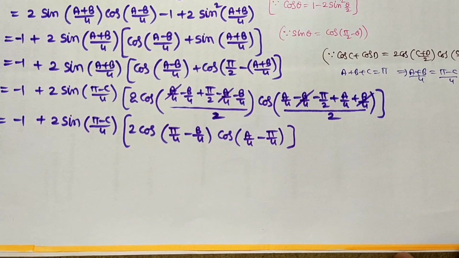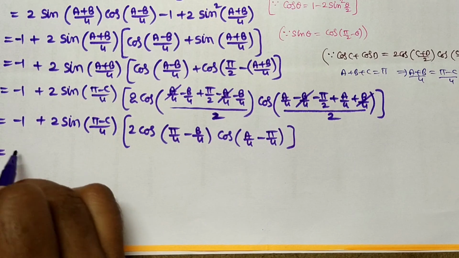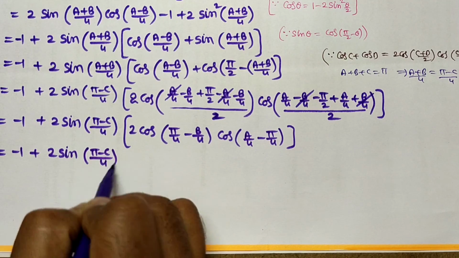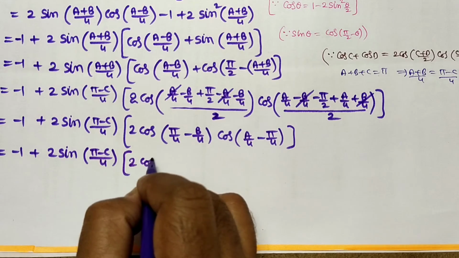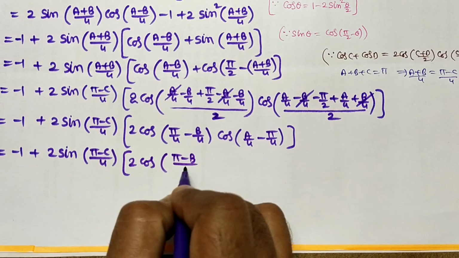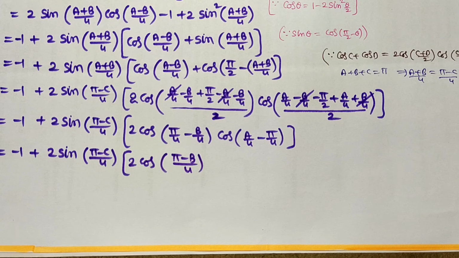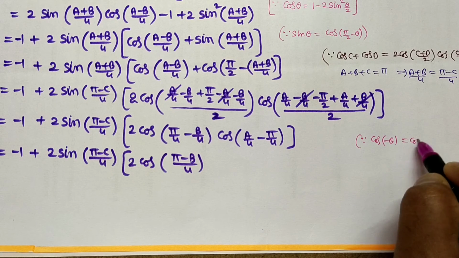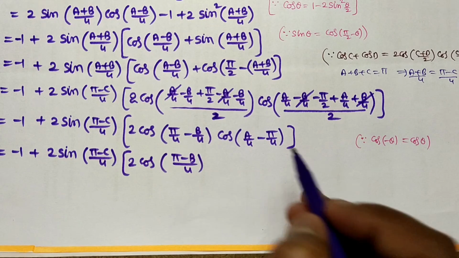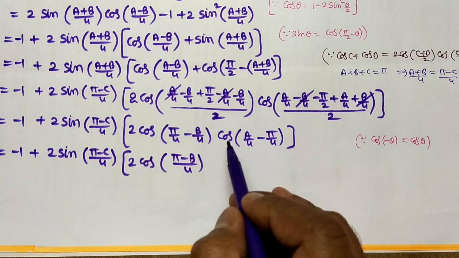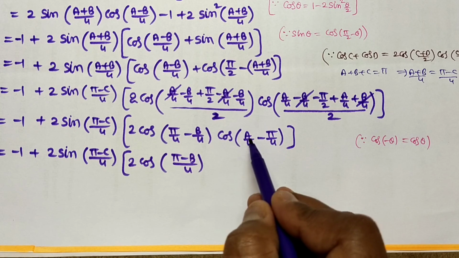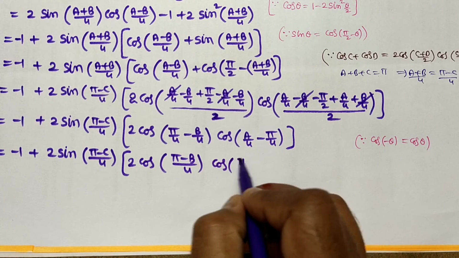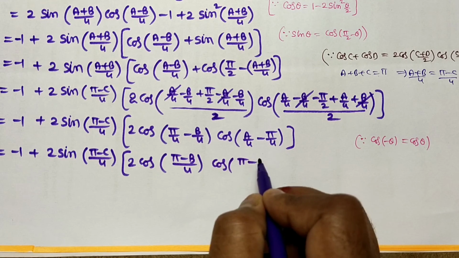We already discussed that, which is equal to minus 1 plus 2 sine (pi minus C)/4 into 2 cos of, we can write it as (pi minus B)/4. Cos of minus theta equals cos theta. To get the RHS, we have to interchange these two angles. Cos of (A/4 minus pi/4) can be written as cos of minus of (pi/4 minus A/4), and cos of minus theta is cos theta. So instead of writing A minus pi by 4, we can write (pi minus A)/4.